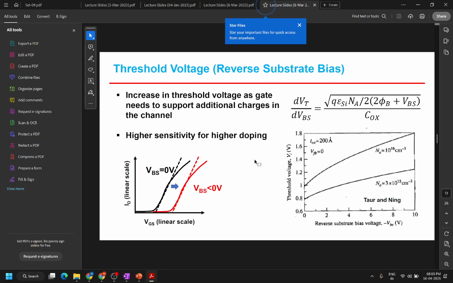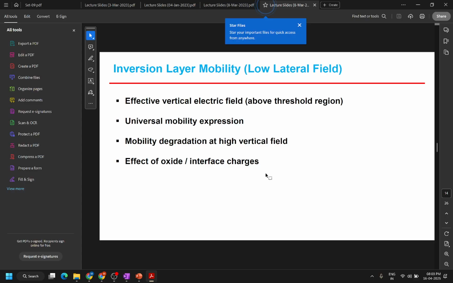So all this is given in great detail in this book by Sze and Ng. If you want to study every aspect of a MOSFET, you can go for this book. It's very advanced, not recommended for this course, but if you want to study MOSFET in detail.